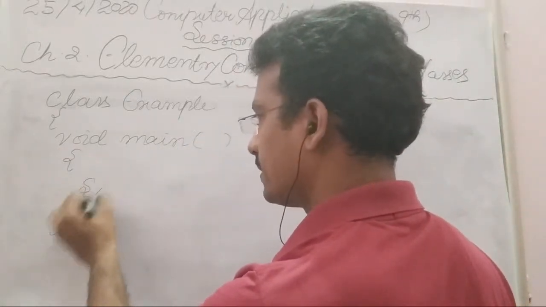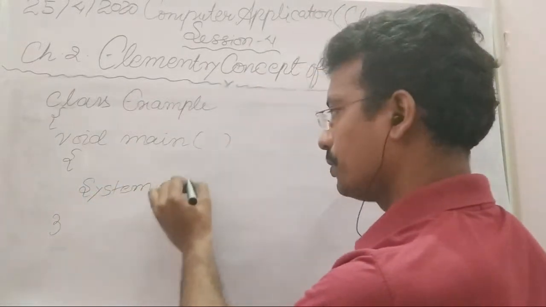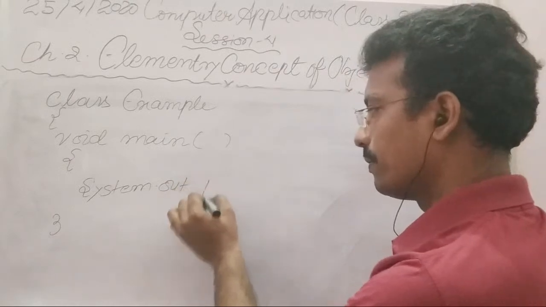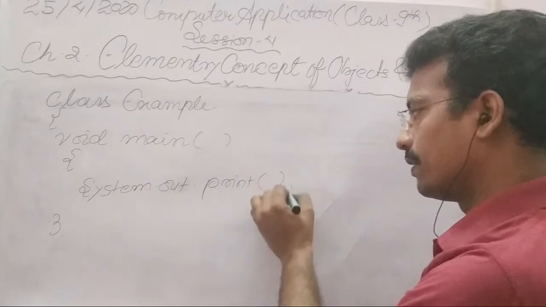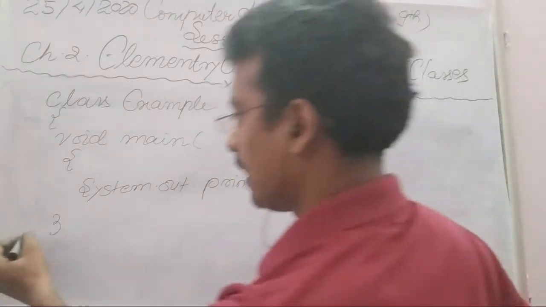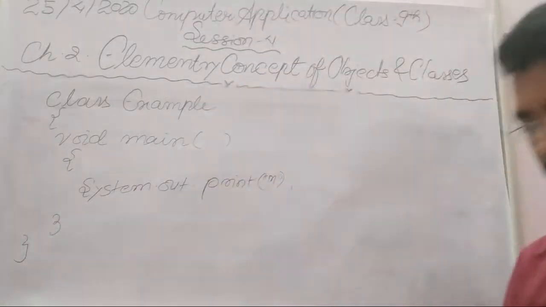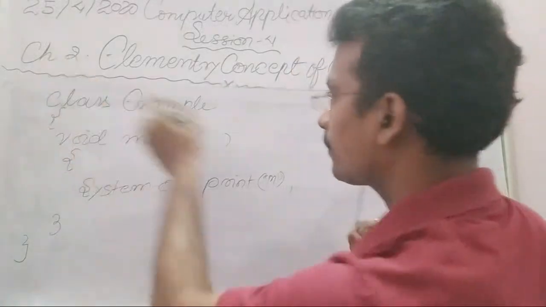Inside the void main, System.out.print and a message, and this is the ending of the particular program. So now we will see this.